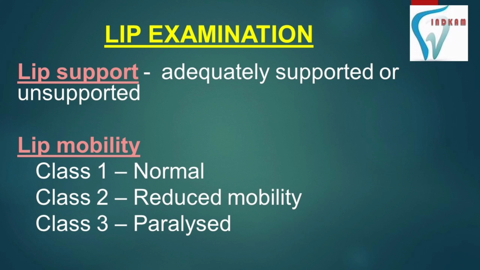Now, let's talk about lip examination. Lip examination includes lip support, lip mobility, thickness of lips, length of the lips, health of the lips. So, first of all, we'll read about lip support. Based on the amount of the lip support, lips can be classified as adequately supported or unsupported. Lip mobility. Based on the mobility, lips are classified as normal, that is class 1, reduced mobility, class 2, and paralyzed, class 3.